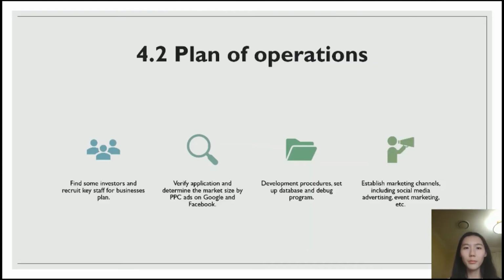The operation plan is, firstly, to find some investors and recruit key staff. Secondly, verify the application and determine the market size by PPC ads on Google and Facebook. Thirdly, determine the product, set up the database and debug the program. Finally, use some social media to advertise our product.